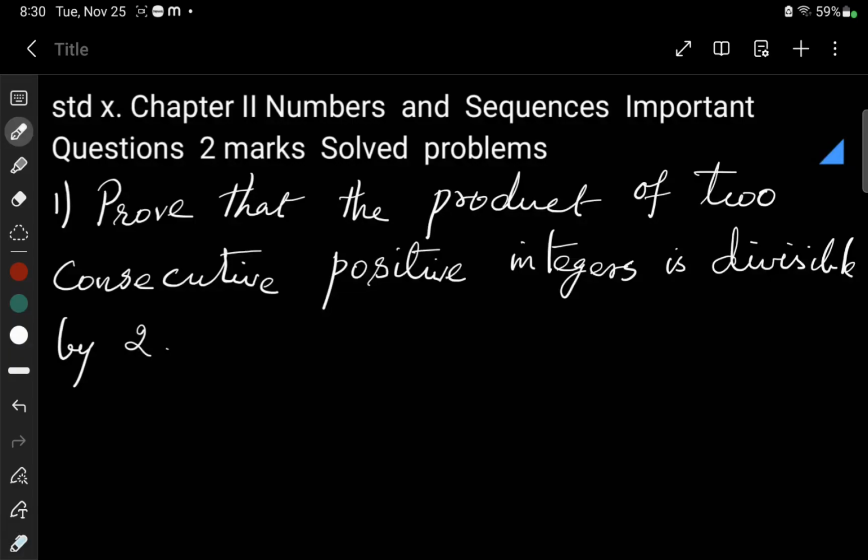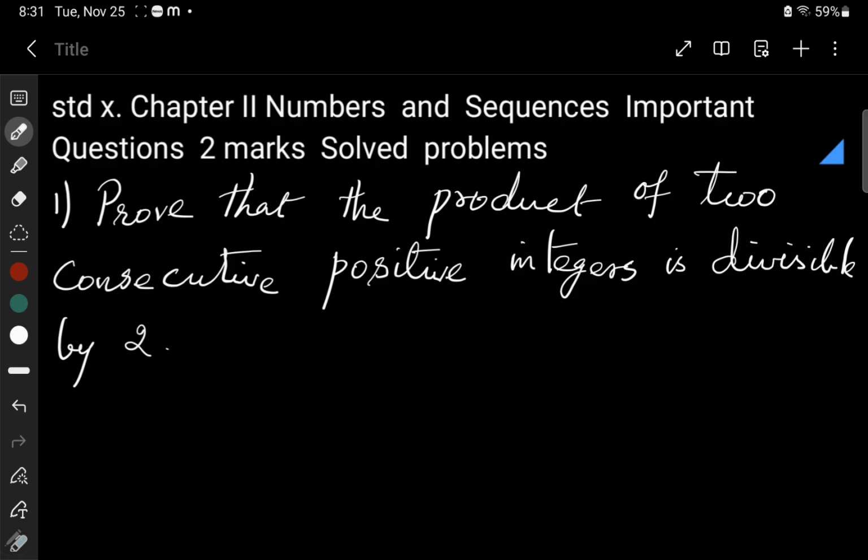Standard 10th, Chapter 2, Numbers and Sequences. See important questions, 2-mark sums, solved problems. First question is, prove that the product of two consecutive positive integers is divisible by 2.